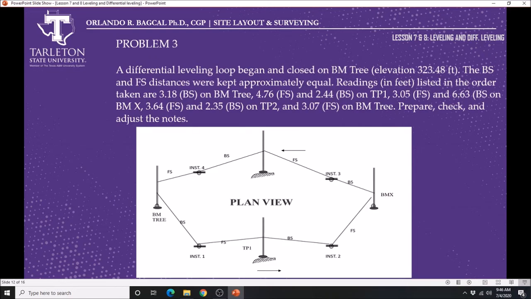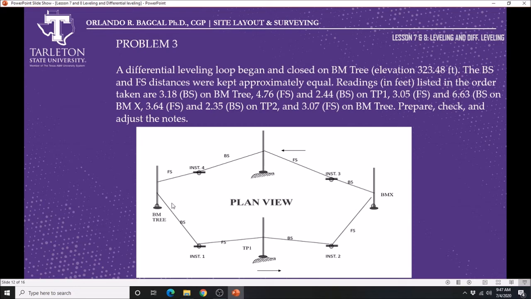All right, so another one here, a differential leveling loop. So this one here, it went back to the same elevation. This will be pretty much the same as the lab exercises that you'll be doing. I might be asking you to determine the elevation of a given tree, and you will be referencing that to a given leveling elevation on a manhole or probably a fire hydrant to transfer the given elevation.